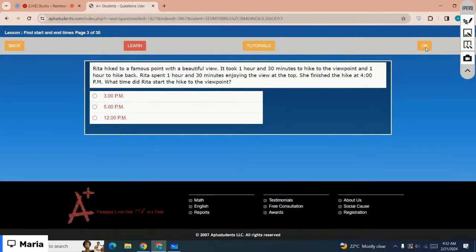Rita hiked to a famous point with a beautiful view. It took 1 hour and 30 minutes to hike to the viewpoint and 1 hour to hike back. Rita spent 1 hour and 30 minutes enjoying the view at the top. She finished the hike at 4 p.m. What time did Rita start the hike to the viewpoint? Which is the correct option? Think and then answer.